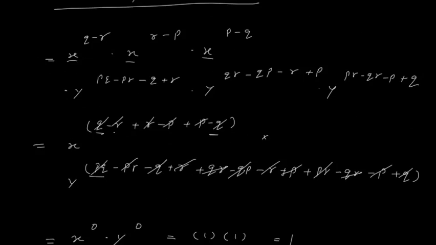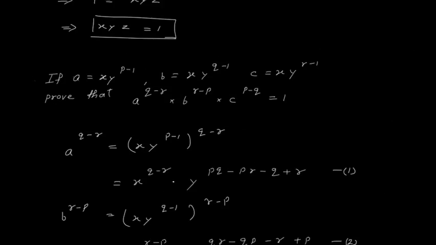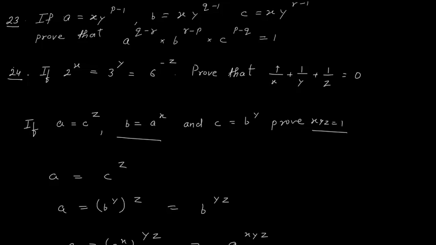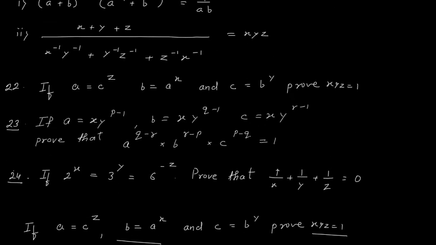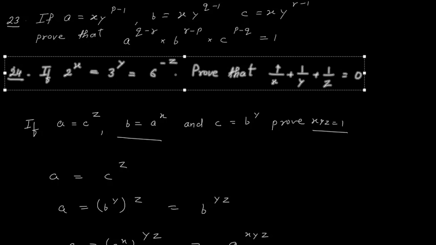This is our right hand side. So what is asked? We have to prove that a power q minus r into b power r minus p into c power p minus q is equals to 1. So as we are going further, the problems are getting a little difficult. Yes. Now let us see this 24th question.